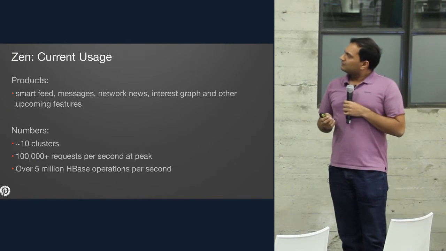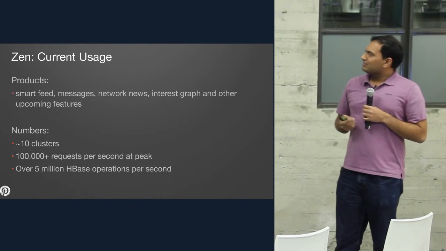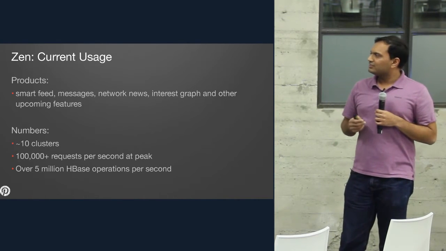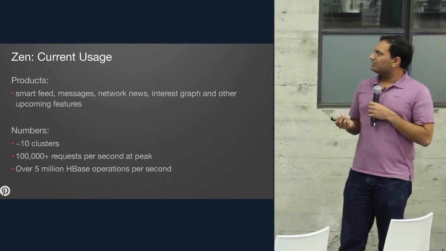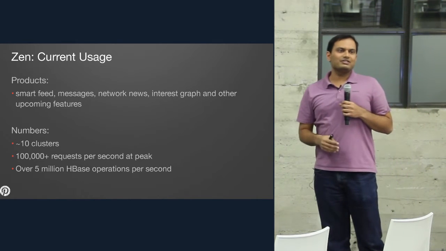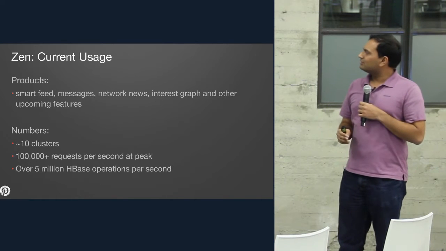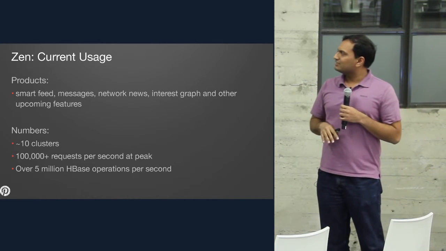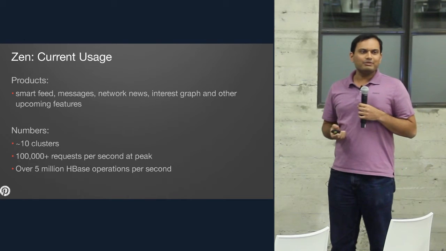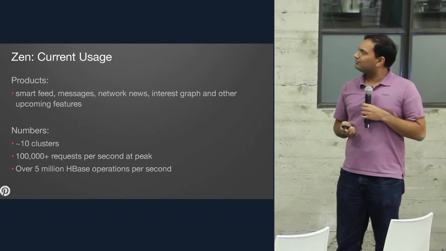So the numbers given here are a little bit dated, but we have about 10 clusters doing in aggregate hundreds of thousands of requests per second. Many of these are large batch requests, like you retrieve edges in batches or you add edges in batches. So in terms of HBase operations, it comes to over 5 million every second. So it's running at pretty large scale at Pinterest. It's worked pretty well for us.